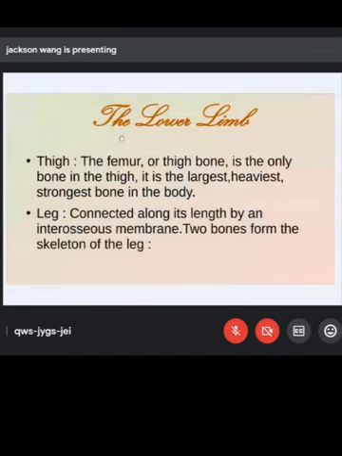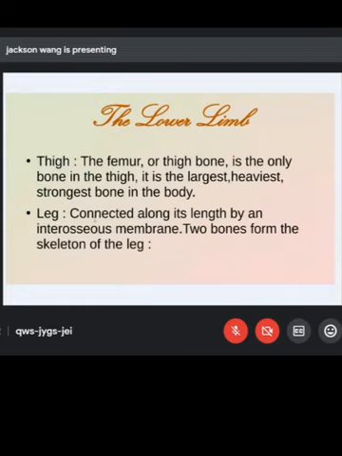The lower limb, le membre inférieur. So we have the thigh, leg, and the foot. The thigh: the femur or thigh bone is the only bone in the thigh. It's the largest, heaviest, and the strongest bone in the body.